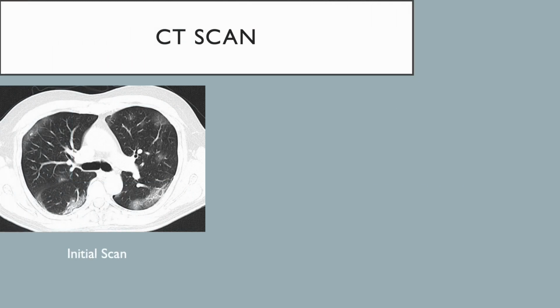Additional modalities. This was the CT scan taken of this patient. You can clearly see some haziness in the back region of the lung field and also near the front towards the rib cage.